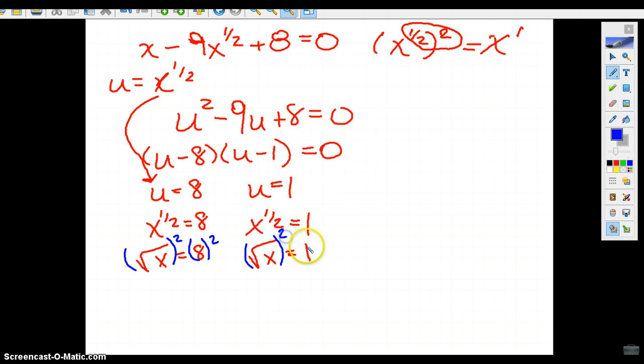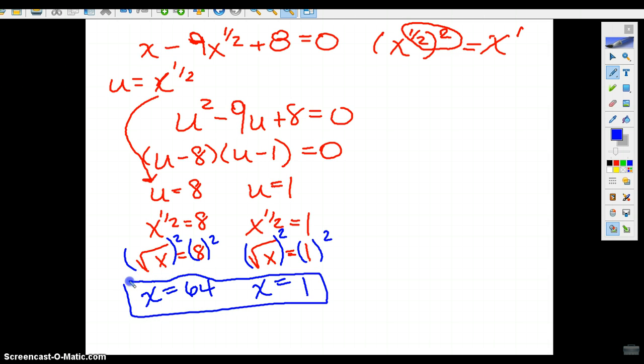I'm just going to go ahead and do that to all of these pieces. So a square and a square root does what? Right, it cancels out. And then 8 squared is 64. Good. And then a square and a square root cancels out. So x is equal to 1. Okay.